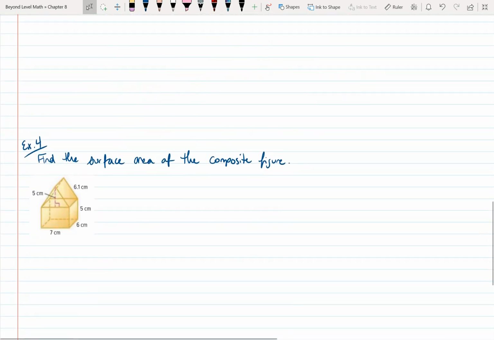Alrighty, example 4. Find the surface area of the composite figure. Alright, so we've got to find the surface area of the bottom, of the top, and then subtract the overlap. So let's do the bottom first. So we've got a rectangular prism. Then we've got a triangular prism. And then, just because there are 2 figures, we've got 2 sets of overlap.